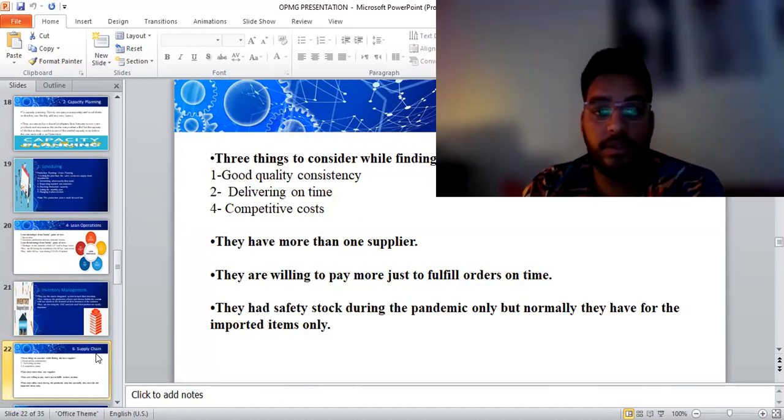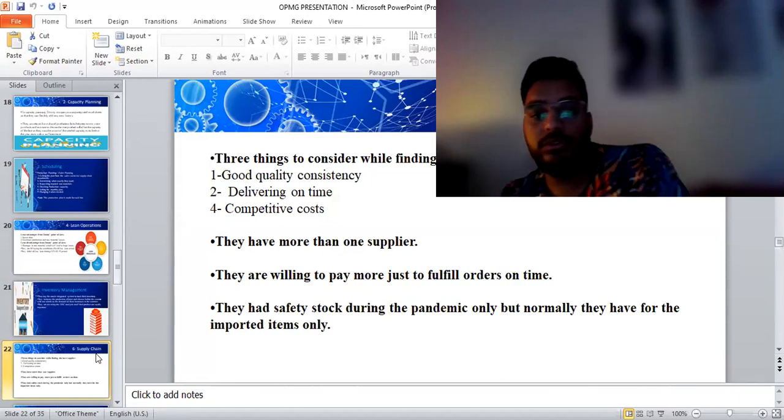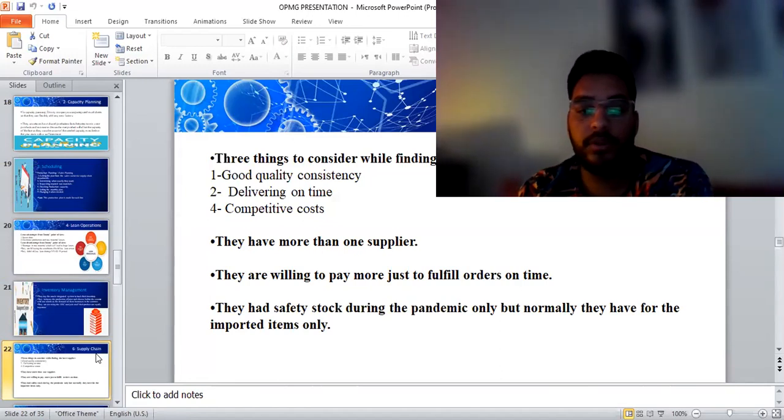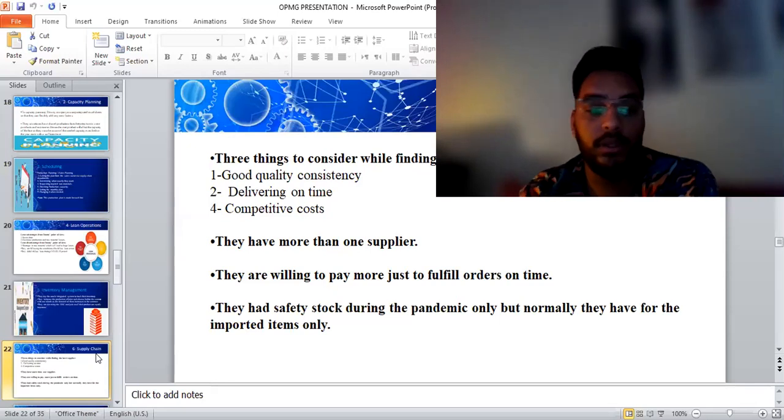There are things to consider while finding the best supplier. Domty uses QDC: good quality, consistency, delivering on time, and competitive costs. They have more than one supplier. They are willing to pay more just to fulfill orders on time. And they had safety stocks during the pandemic only, but normally they have them for the imported items only. Next.